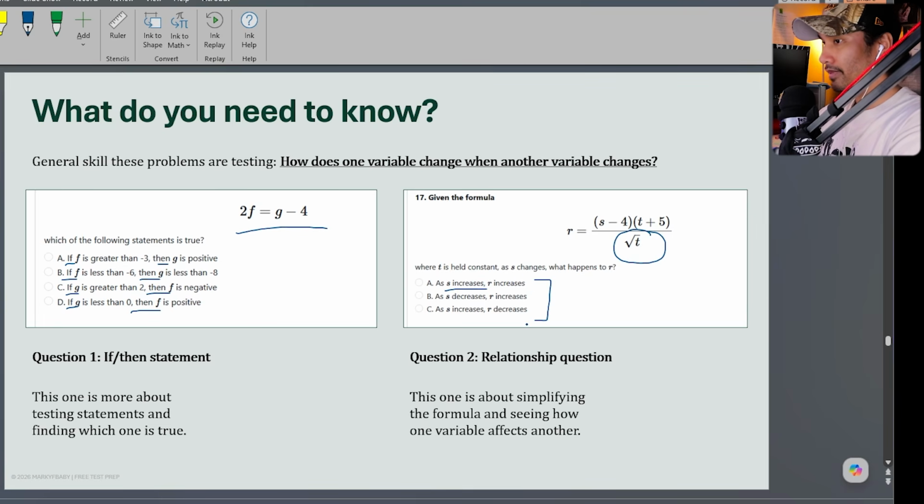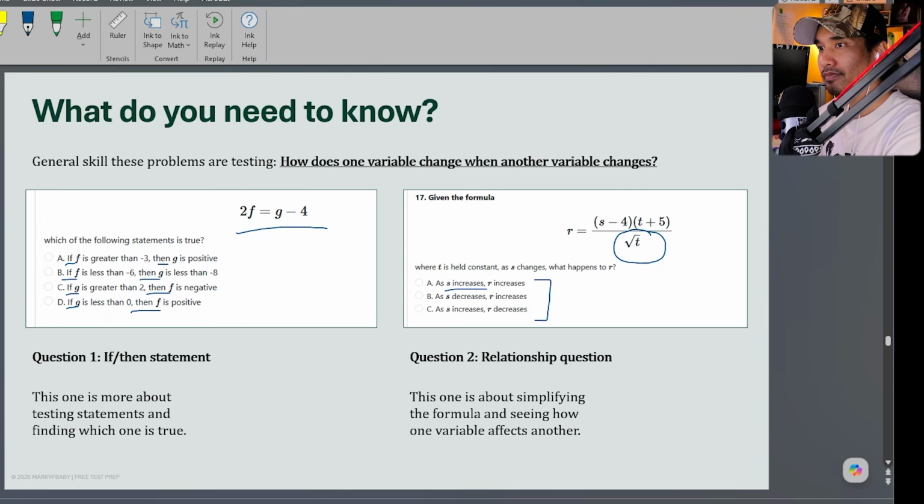Okay? So those are the two types of questions that you will see on the test: the if and then statements and the relationship questions. The relationship questions are kind of the same. I don't want to say they're directly the same. They're more like cousins.